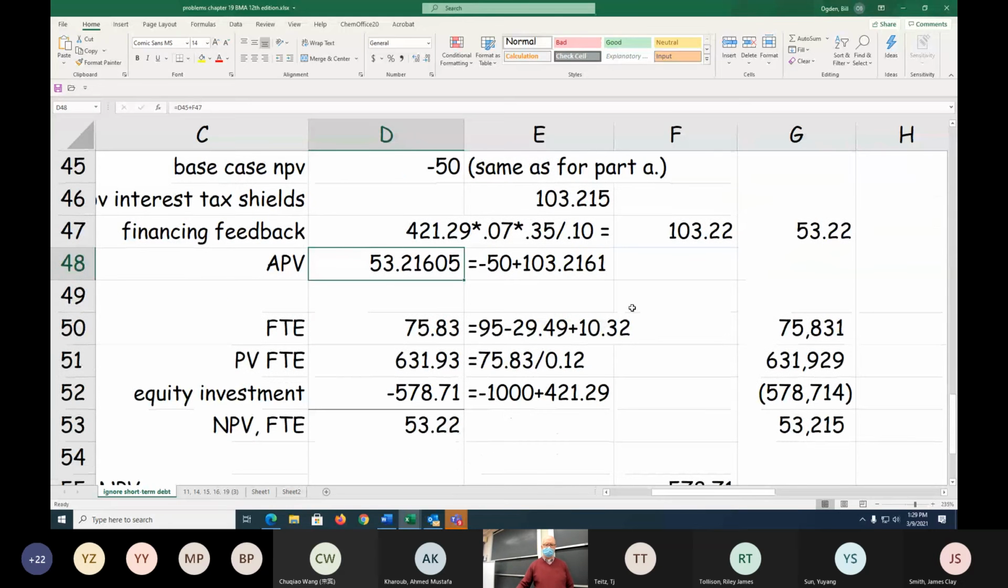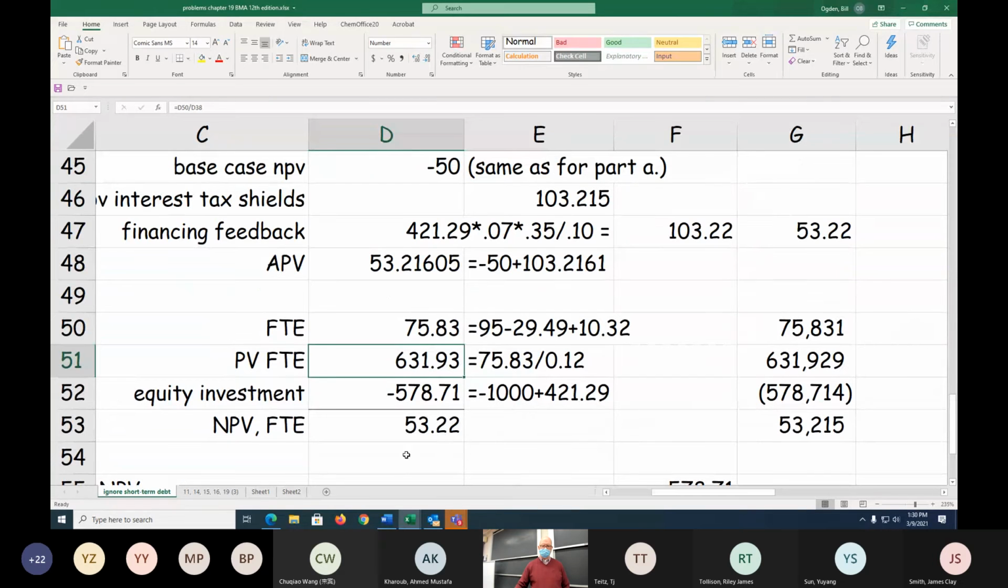Okay, last one, flow to equity. I take the cash flow, subtract the interest, add back the interest tax shield. I discount this at my new cost of equity. And then the equity investment. Okay, remember that?